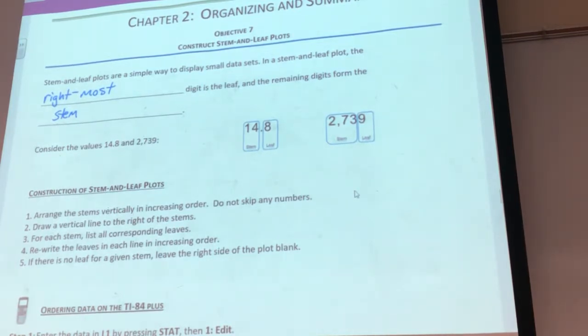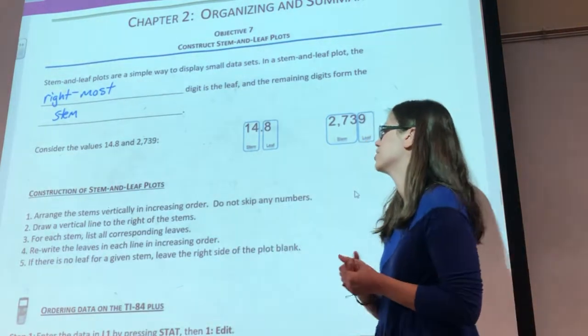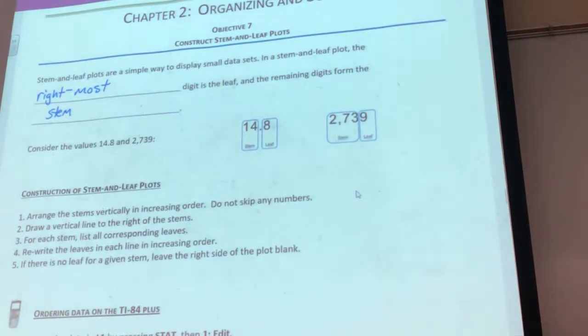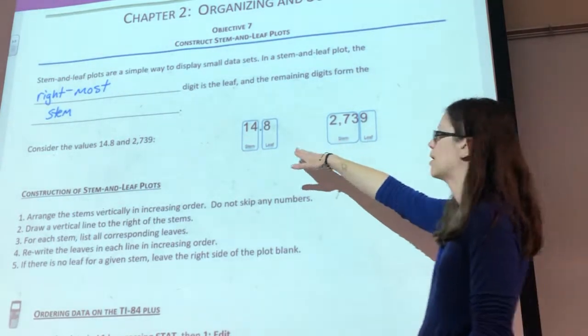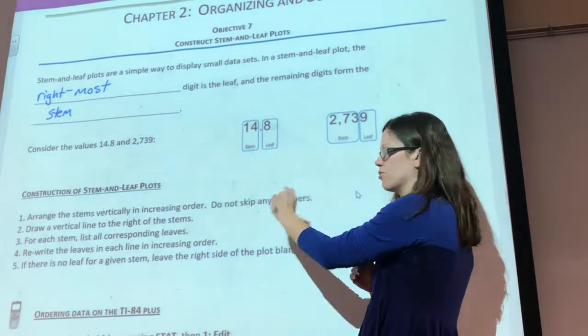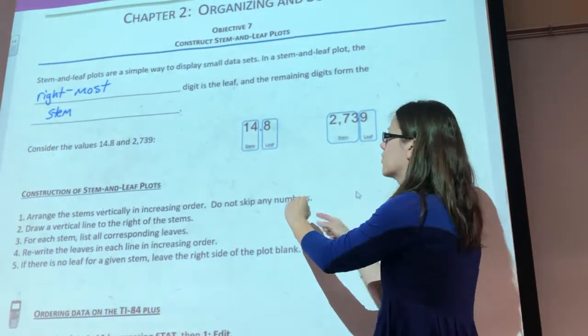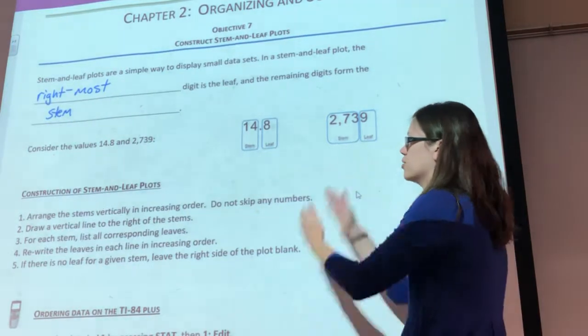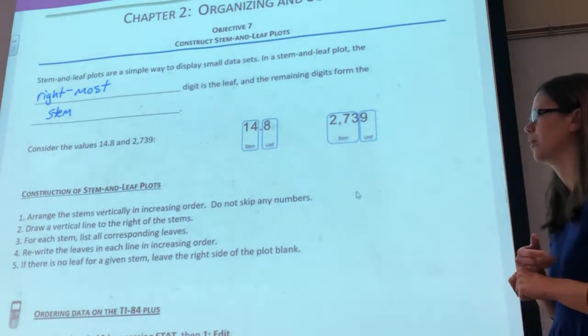I have this step here. For each stem, list all of your corresponding leaves. So you'll go through each number. If I had this number here in my data set, 14.8, I would say my stem is 14. I'll go down to where the stem is at 14, and in that line I'll write an 8 as my leaf. And then I'll do that for each individual one.